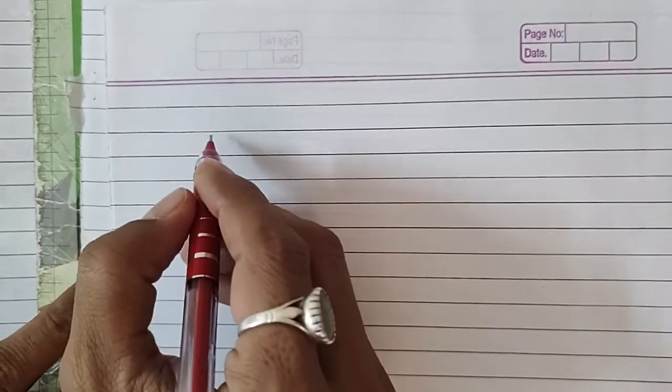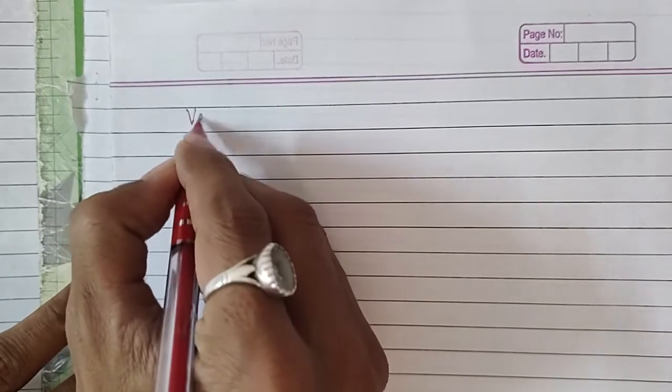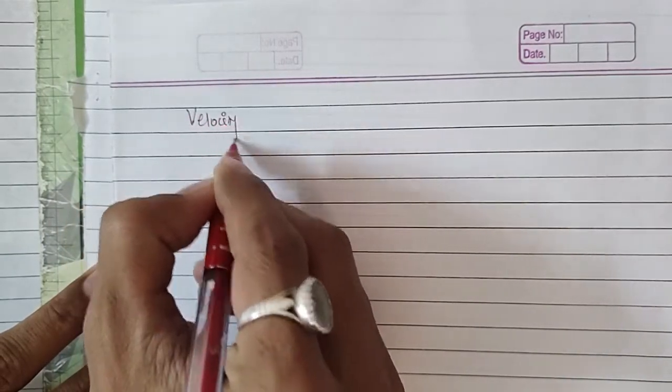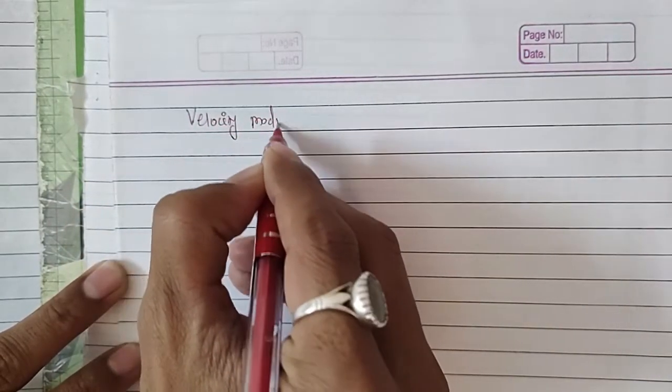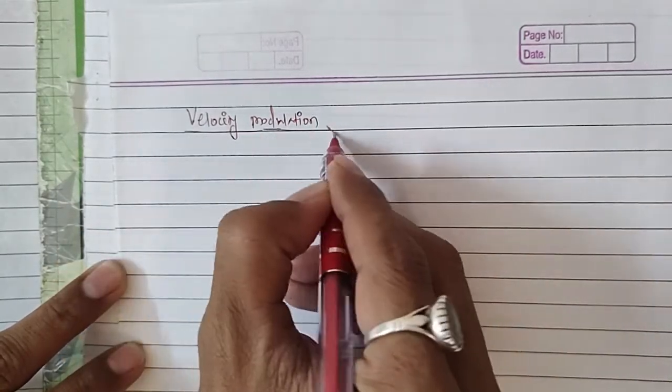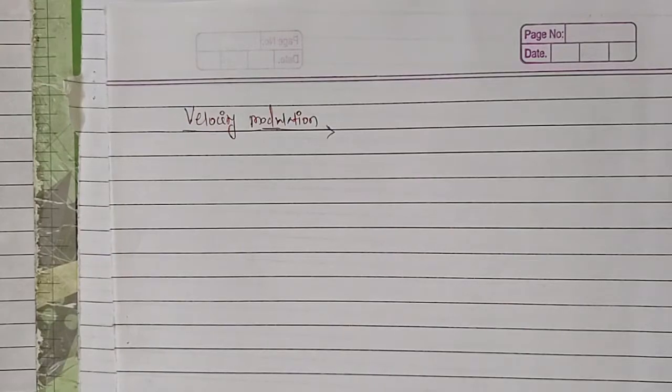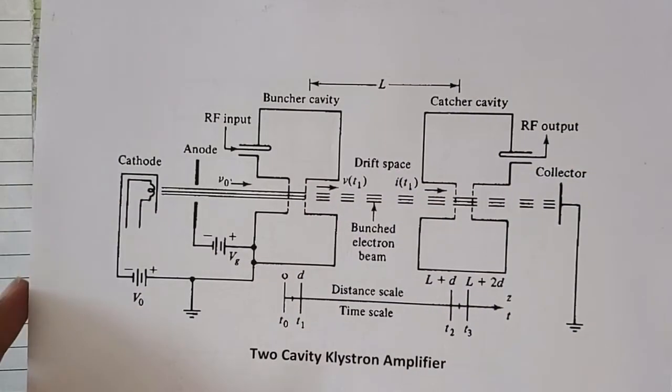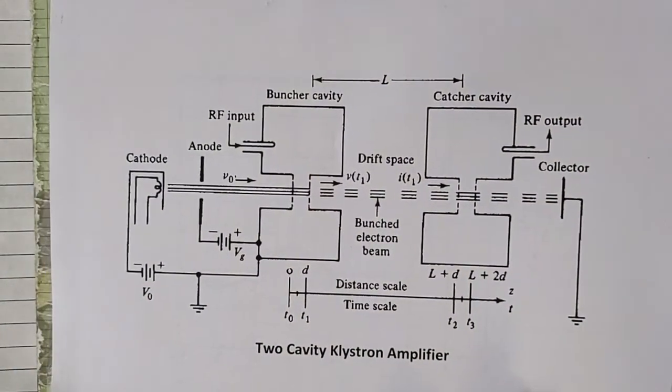Hello and welcome to this video lecture series on microwave tubes. In this video, we will obtain the expression for velocity modulation. So in the last video, we have seen the operation of the two cavity klystron amplifier.